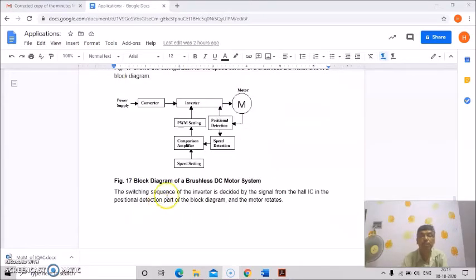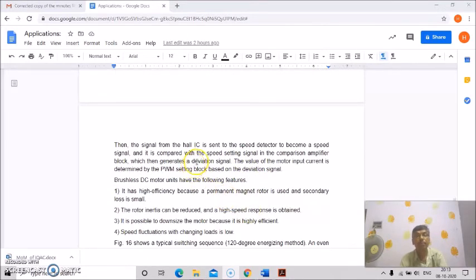Okay, so this is the block diagram of the brushless DC motor system, and the switching sequence of the inverter is decided by the signal from the Hall IC in the position detection part of the block diagram, and the motor rotates. Then the signal from the Hall IC is sent to the speed detector to become a speed signal, and it is compared with the speed setting signal in the comparison amplifier block, which then generates a deviation signal. The value of the motor input current is determined by the PWM setting block based on the deviation signal, as I discussed.